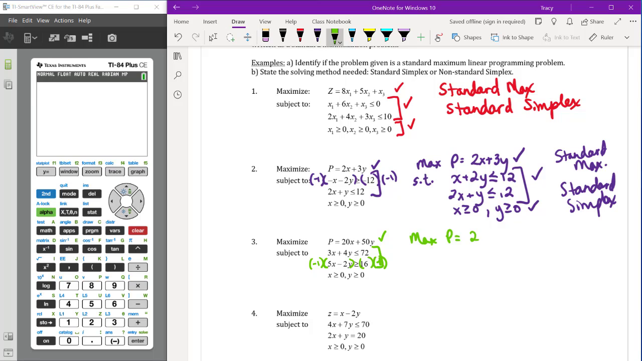Maximize p equal to 20x plus 50y, subject to our constraints. 3x plus 4y less than or equal to 72 stayed the same. Our second constraint multiplied by a negative, so now we have -5x plus 2y less than or equal to -16. Now we have our less than or equal to. However, the number after the second constraint's less than or equal to is a -16. That means we do not meet the condition that we need a non-negative number after the less than or equal to inequality. So this was our third criteria.